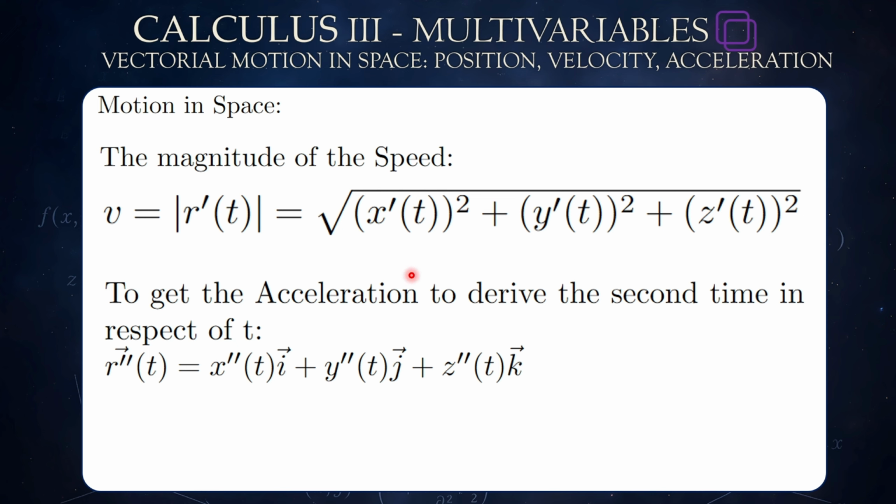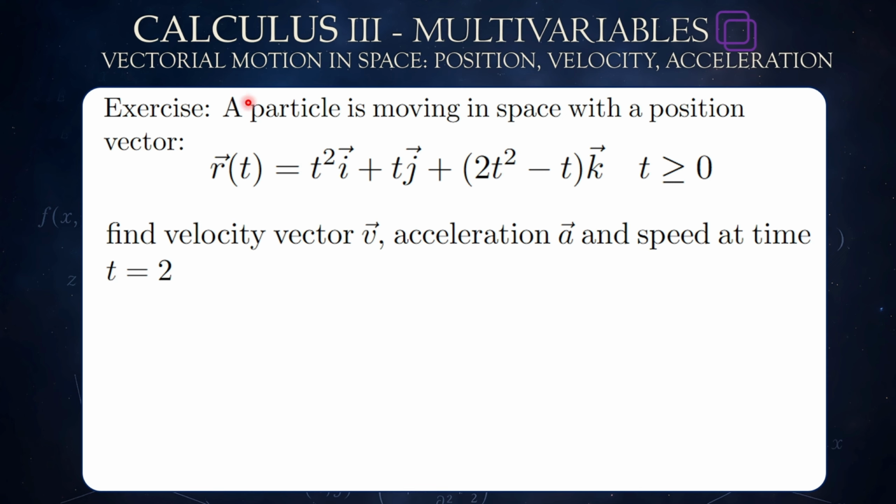To get the acceleration, we differentiate a second time with respect to t. So the acceleration of this object in space is equal to r''(t) = x''(t)i + y''(t)j + z''(t)k.